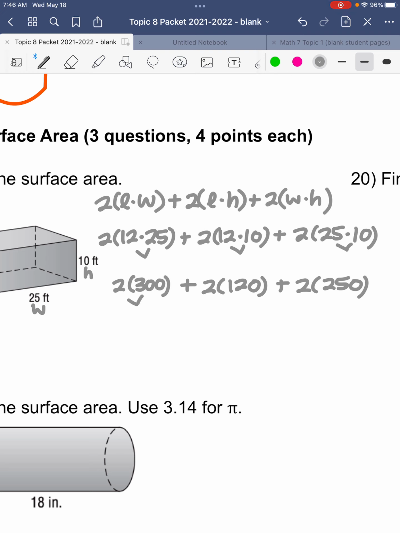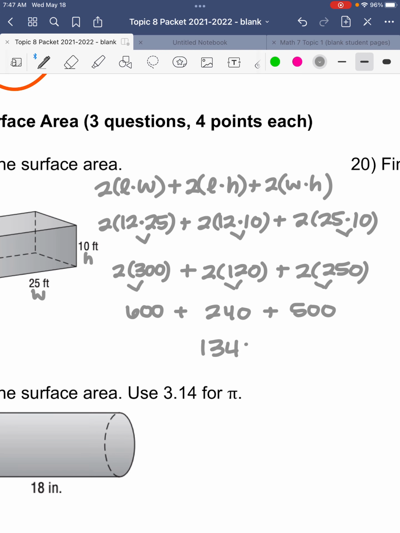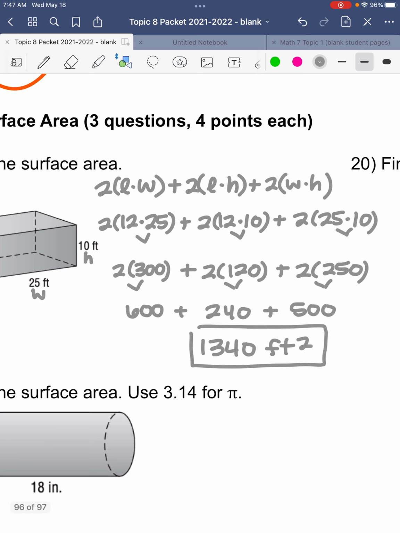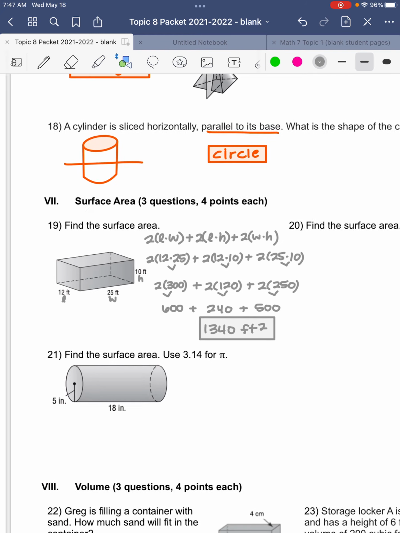2 times 300 is 600. 2 times 120 is 240. And 2 times 250 is 500. So now all I have to do is add these 3 numbers together. 600 plus 240 plus 500 is 1,340. And my unit is square feet. So that right there is my surface area for that rectangular prism.